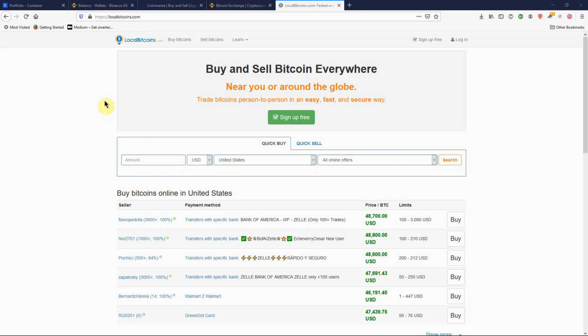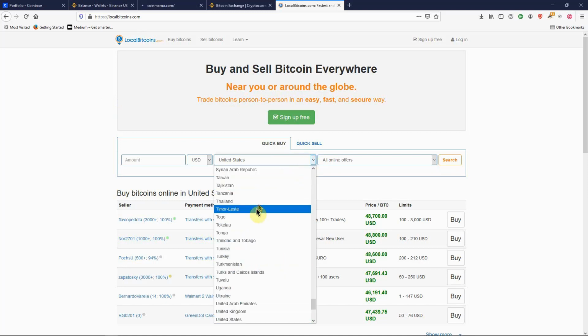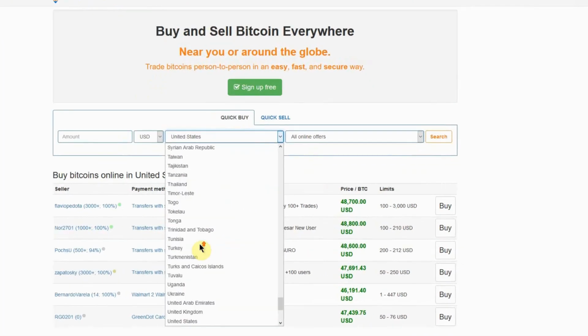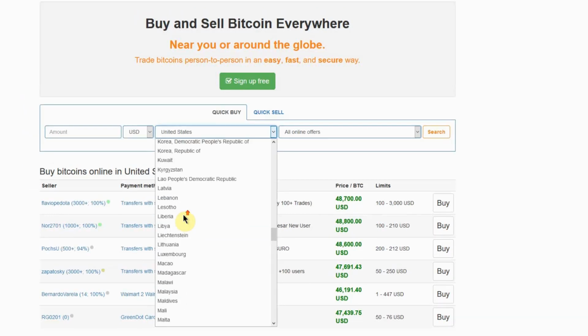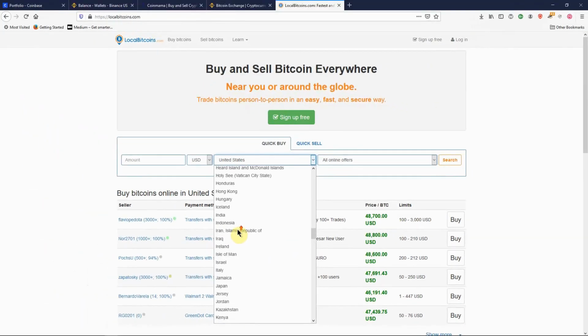And I believe this is available in about 180-something countries. So you can set your country. Let's say you have the list of all these countries. You can set your country and see if there are people who are willing to sell Bitcoin for cash, and then you can contact them and send them money through mobile money or what have you. But again, you have to be very careful. You have to use your common sense when you're dealing with people like this. Make sure they are legit. Check their ratings before you actually send them your money.